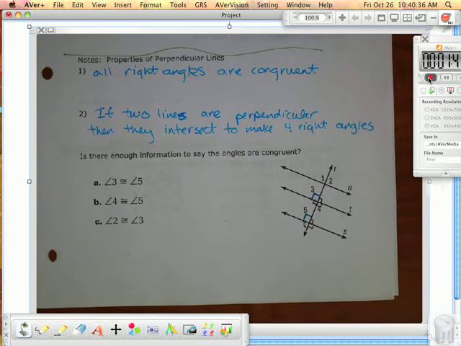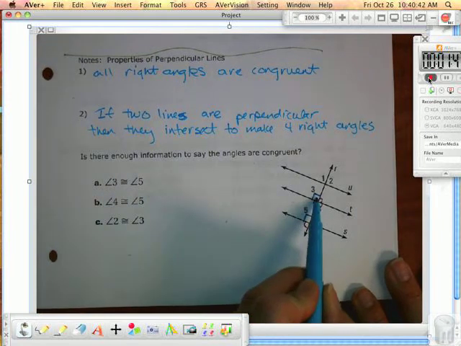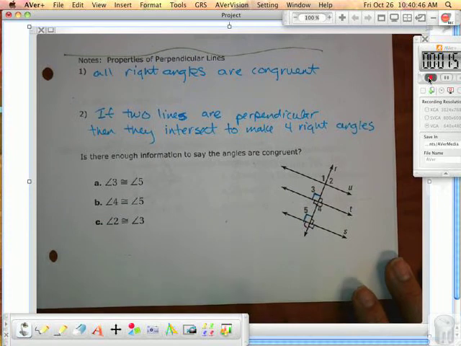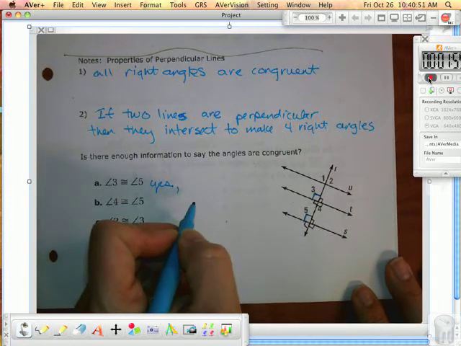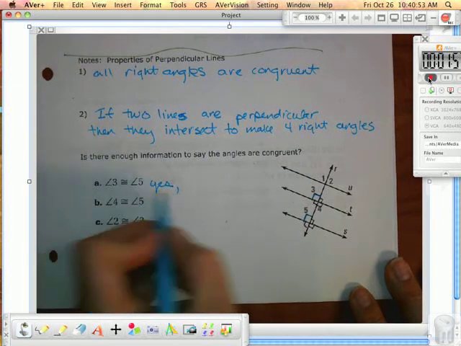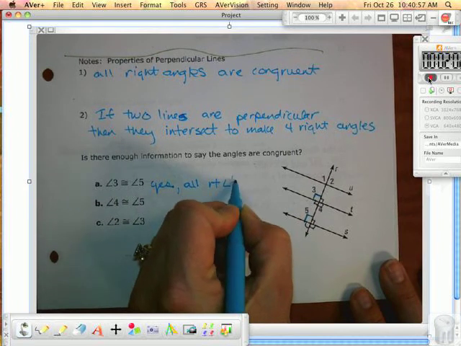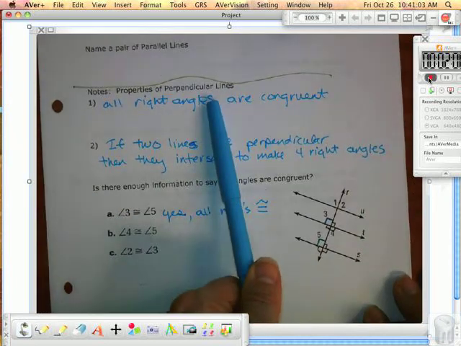All right. Angle 3 is perpendicular to angle 5. Is this true? Angle 3 is congruent, not perpendicular, congruent. Is that a true statement? Yes. How do I know? They're both 90 degrees. You have to put a reason. So you always have to put a reason. All right angles are congruent. That's a property of a perpendicular line right here.